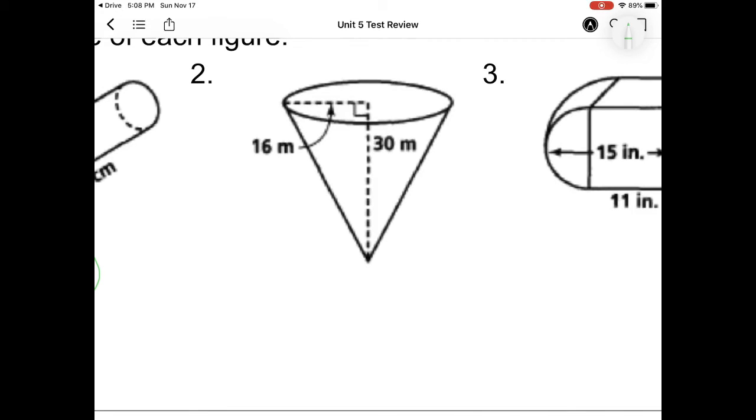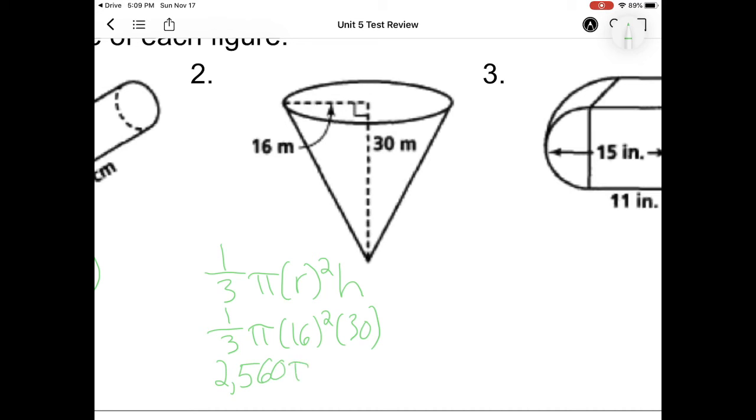Number 2, you have a cone. The formula for volume of a cone is 1/3 pi r squared times your height. Substituting the values in that you are given, 1/3 pi r, or your radius, is 16 in this problem. H is 30. And you would get 2,560 pi, or approximately 8,042.5.